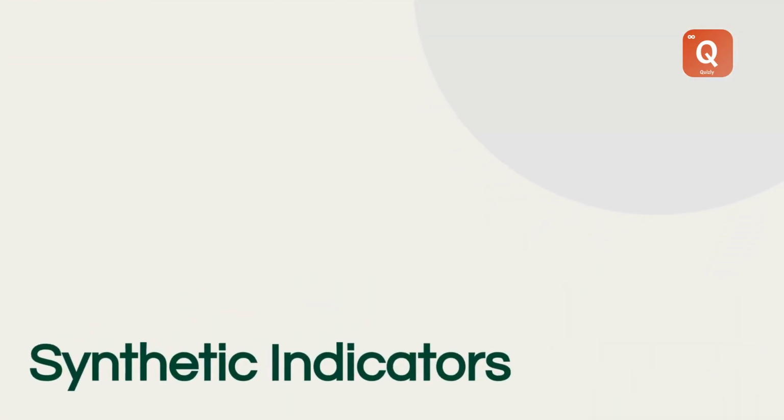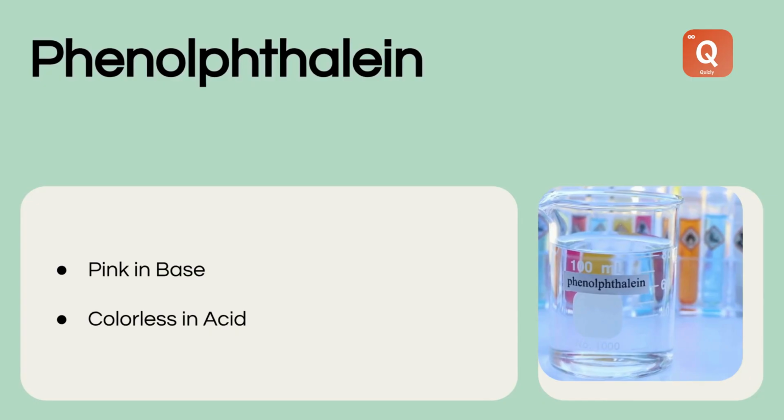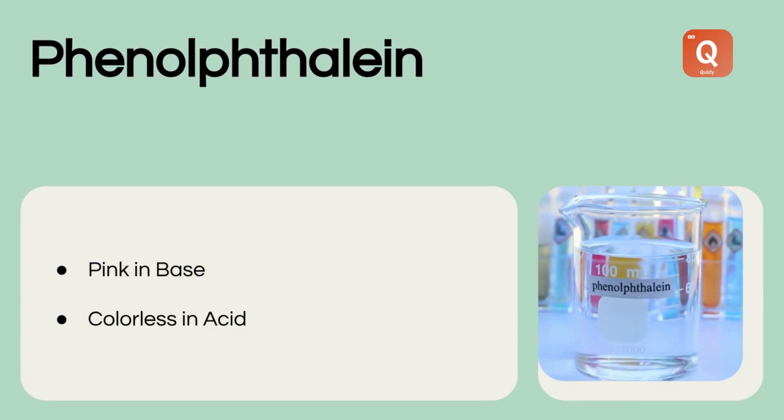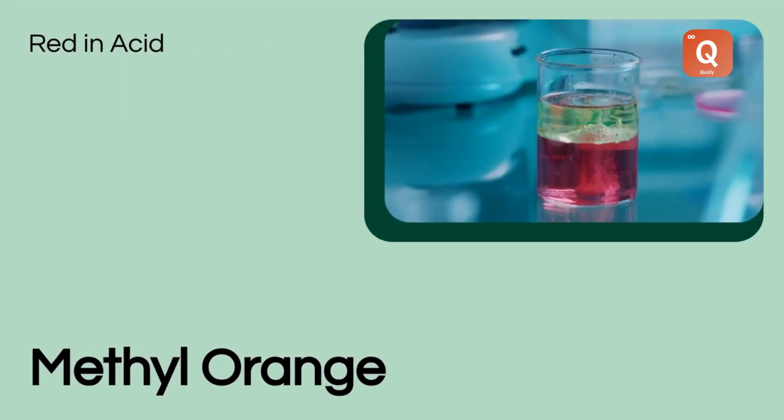Apart from natural indicators, we also use synthetic indicators, which are prepared in laboratories. Phenolphthalein is a popular synthetic indicator. It remains colorless in acidic solutions, but turns vibrant pink in basic solutions. Another common synthetic indicator is methyl orange. It turns red in acidic solutions and yellow in basic solutions.